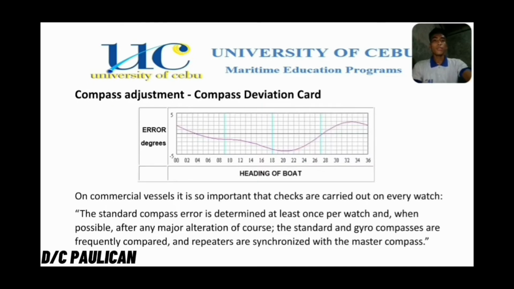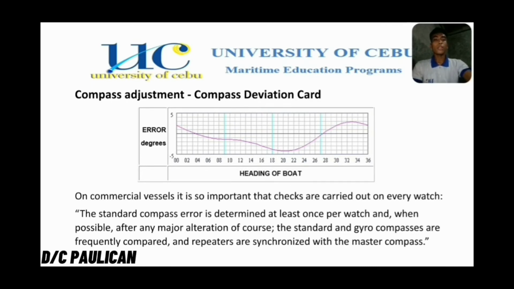So next, compass adjustment. This is an example of a compass deviation curve, or the compass card. The vertical axis represents the error in degrees, and the horizontal axis represents the heading of the boat. On commercial vessels, it is so important that checks are carried out in every watch.